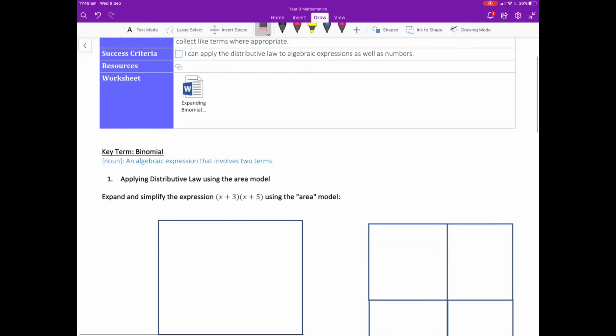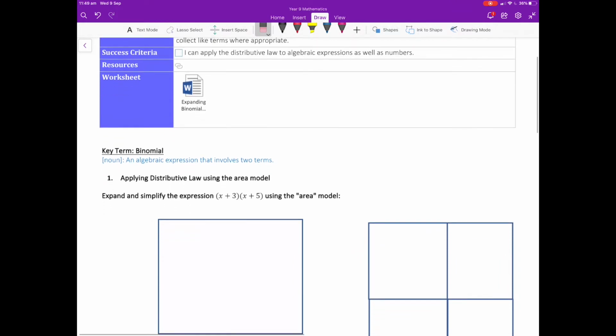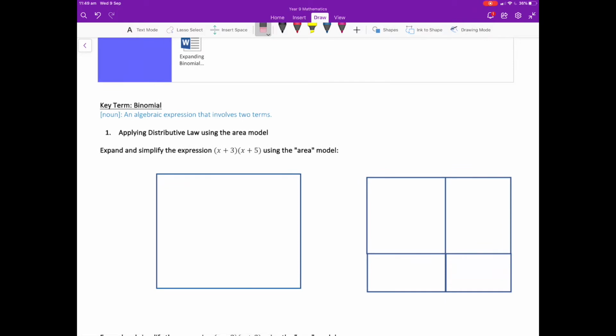Now, I have made mention of the word binomial, and I just want you to understand that a binomial is an algebraic expression that involves two terms, hence the term binomial. So let's look at applying the distributive law using what we call the area model. So we're going to be applying our understanding of finding the area of a shape in order to help us to expand the expression x plus 3 times x plus 5, and then simplify that as well.